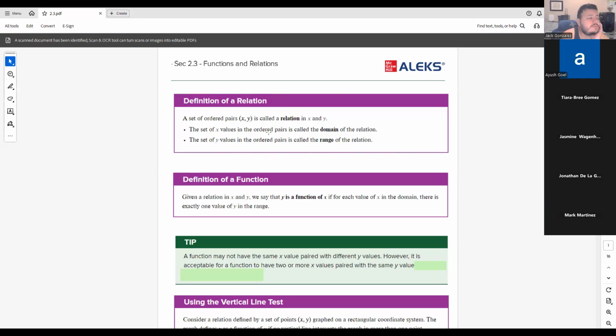Now, a specific type of relation that matters is a function. But this is very specific. Given a relation of x and y, we'll say that y is a function of x if for each value x in the domain, there's exactly one value y in the range. So basically, if you put an input into your function, it's assigned one output, a y value.